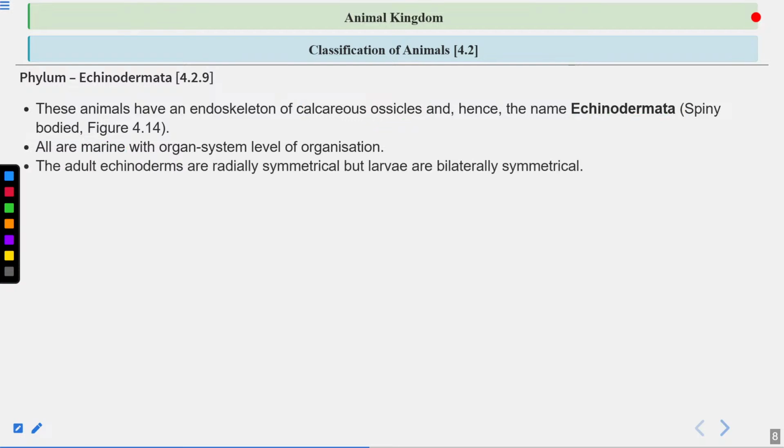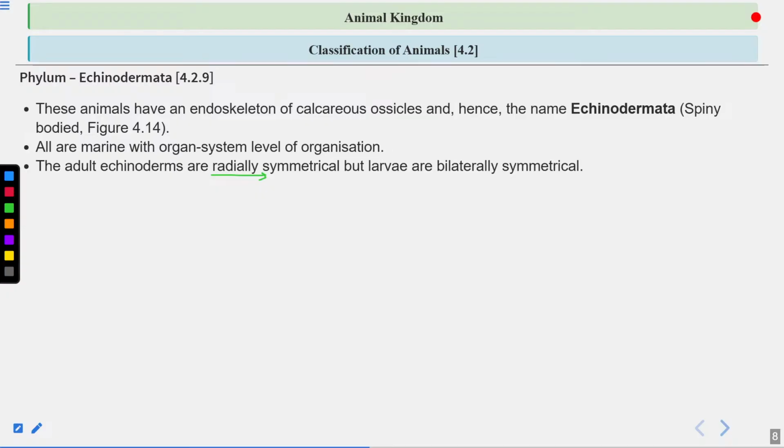Now the adult echinoderms are radially symmetrical, but larvae are bilaterally symmetrical. Again, this is a characteristic feature of the Echinodermata. The adult form is radially symmetrical. What do you mean by radial symmetry? When the body can be divided into equal halves by any plane passing through the central axis, this is known as the radial symmetry. Clear?